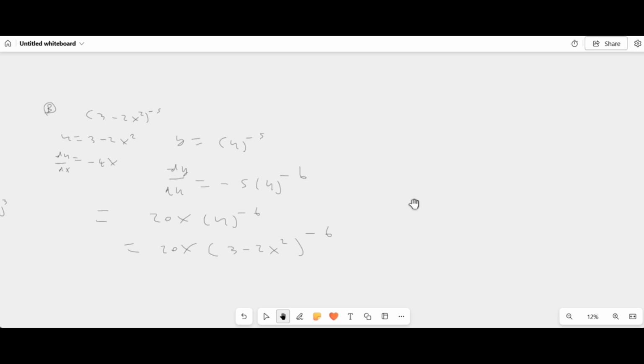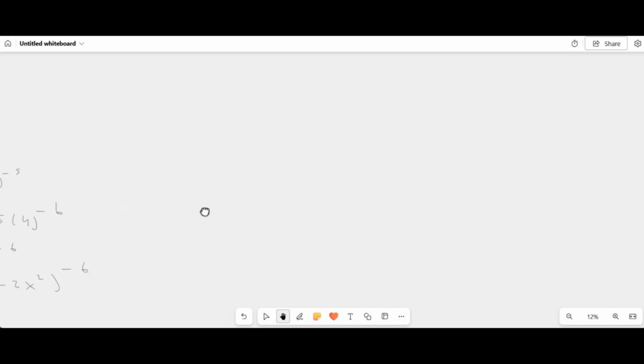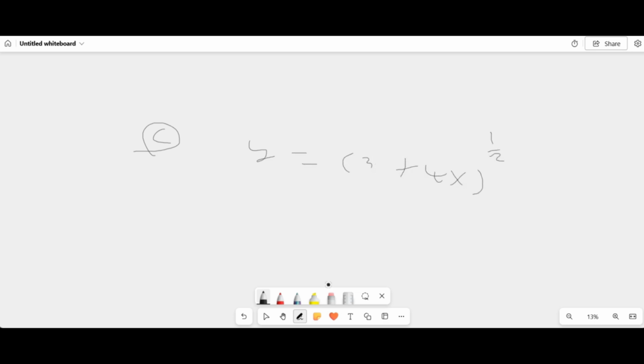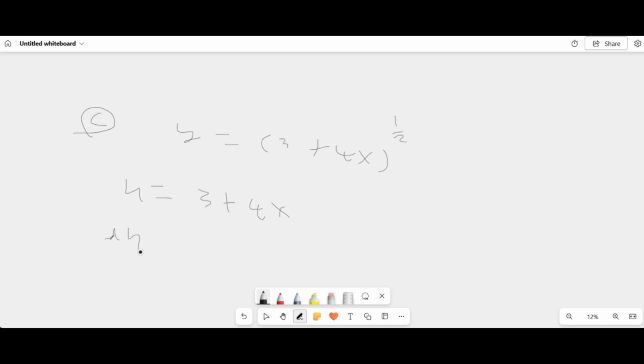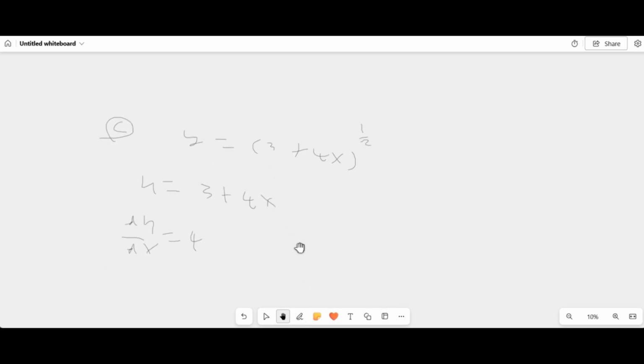Okay, come on. Alright, question C. So y is equal to (3 plus 4x) to the power of a half. So what I can do is make u equal to the inside. So u is equal to 3 plus 4x here. And now du over dx is going to be equal to 4, because you just differentiate that, you get 4.